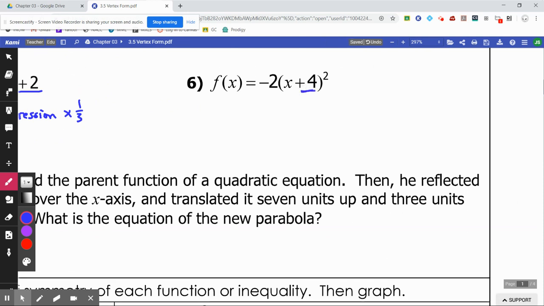The plus 4 on the inside here and the negative 2 on the outside, that's actually 3 different transformations. The plus 4 would move it left 4.